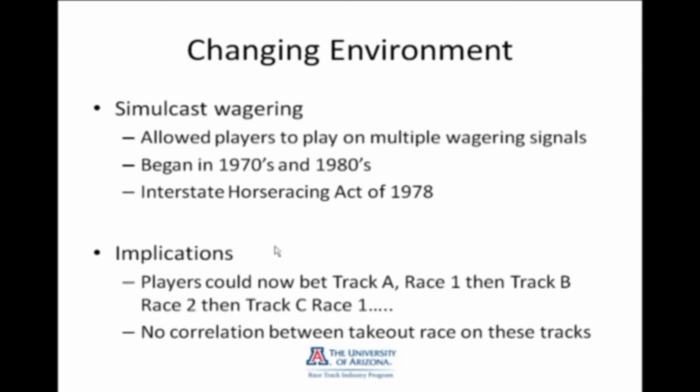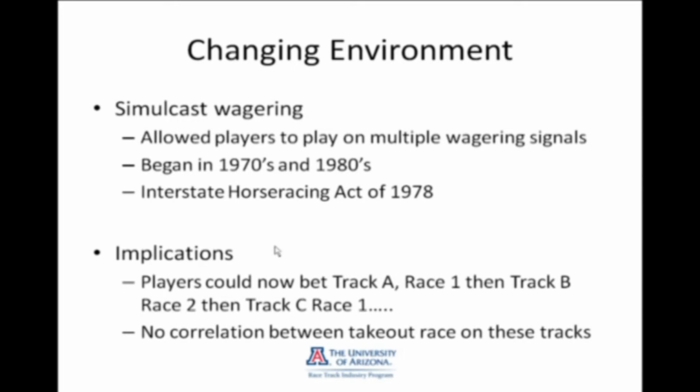Now, this allows players to bet on different racetracks in different orders. This system began really in the 70s to 80s. There was a lot of kind of illegal simulcast wagering where a racetrack or a group would take bets on a particular race and it was watched on TV, and they would pay out the track odds, wouldn't pay out the track odds. There were a lot of different things involved in that.